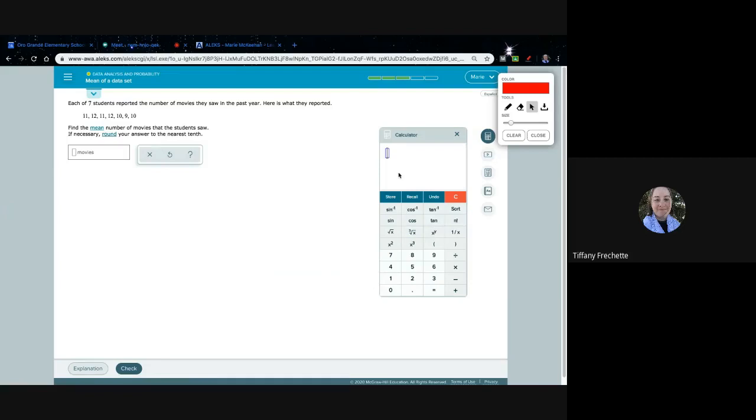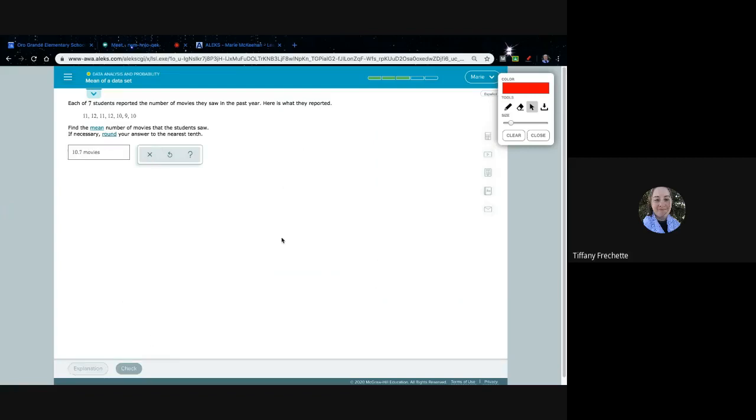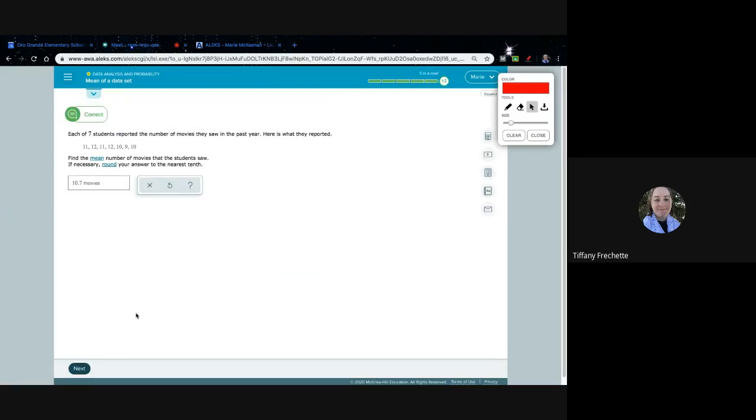So we have 11 plus 12 plus 11 plus 12 plus 10 plus 9 plus 10. So this is actually faster, just typing them in. So I get 75. Now remember, we have to divide by 7 because there are 7 numbers here in the list. And I get 10.7. The 1 is 4 or smaller, so we just round it down to 10.7. Check. All right, we finished another one. Yay.